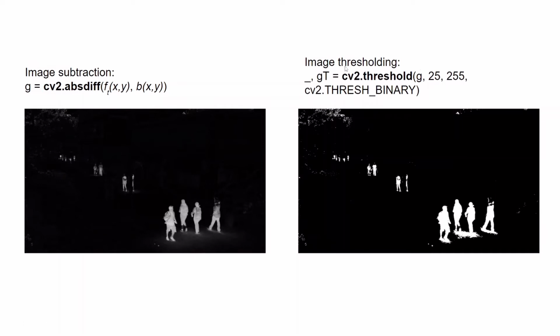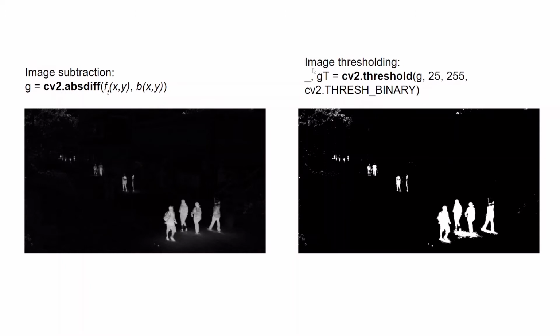Then we can apply image thresholding, also using OpenCV. The cv2.threshold takes four inputs. The first input is the image G, the second input is the threshold or the minimum pixel value, the third input is the maximum value, and the last input is the method. The number 25 here means that any pixel value less than 25 will be replaced with 0 and any pixel value greater than 25 will change to 255.